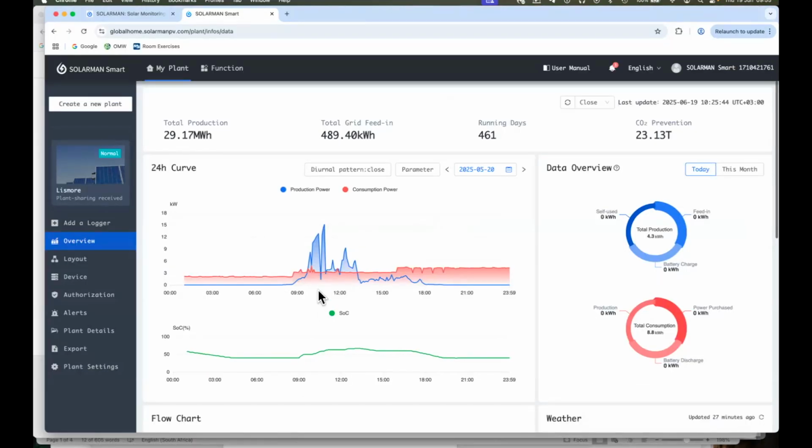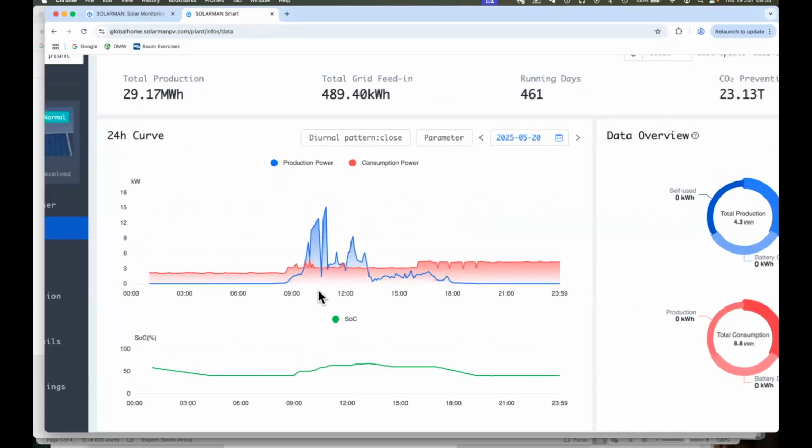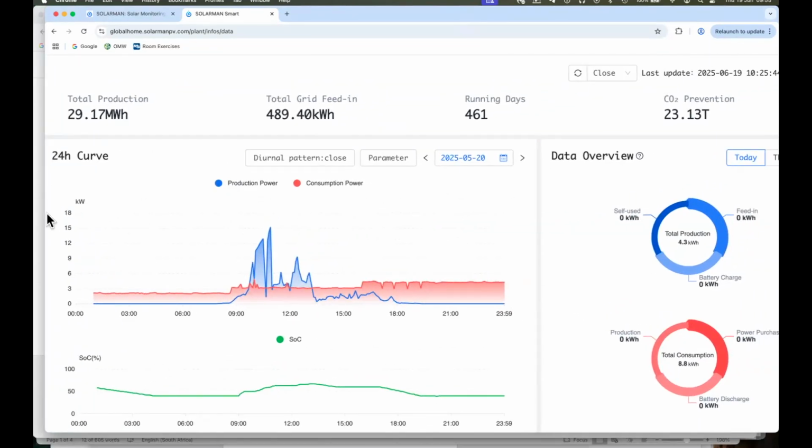Now, if we look at the SolarMan app, there are a couple of things that I would like to focus on over here. One is the data we are looking at is the 20th of May. So it's the same date as we see on the load profile. Okay, so what's interesting about the SolarMan app is that the load remains constant at 2 kilowatts up until about 9 o'clock in the morning.